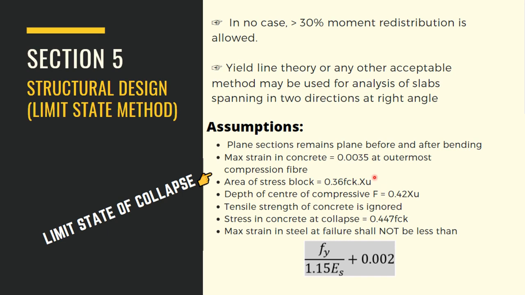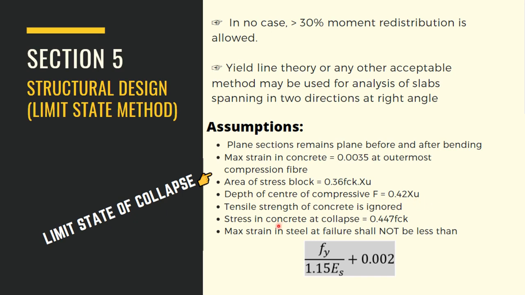XU is the depth of the compressive action from the topmost fiber, the neutral axis depth. Depth of center of compressive force is equal to 0.42 XU. Tensile strength of concrete is ignored.